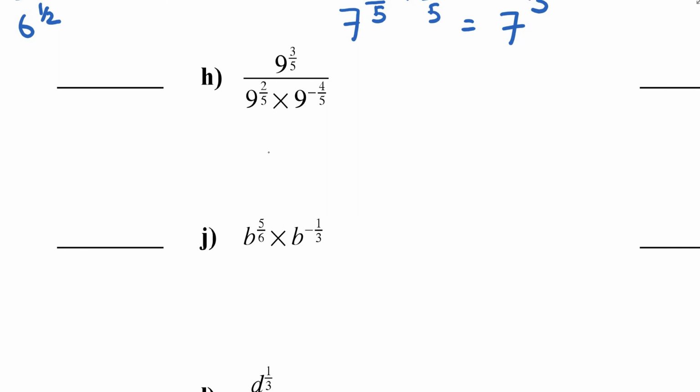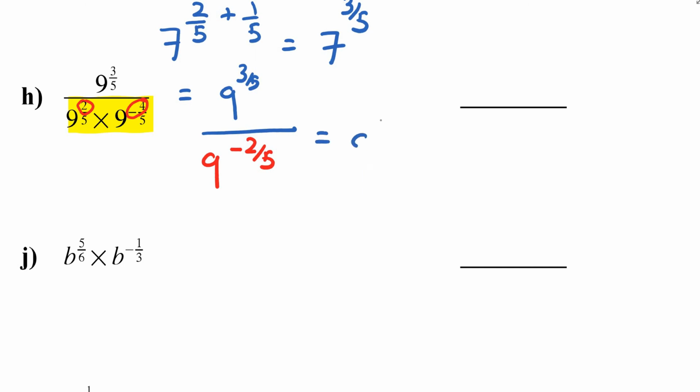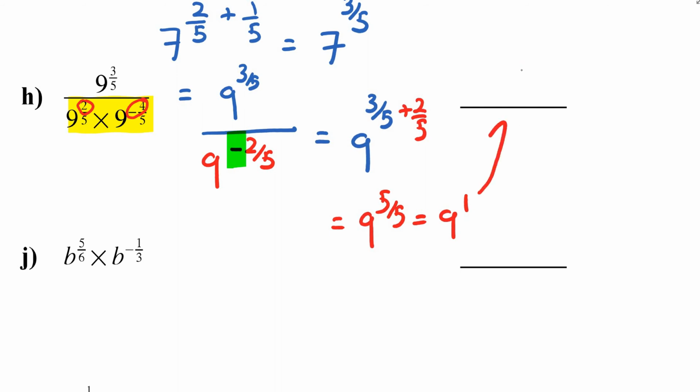And for letter H, this is going to be 9 to the power of 3 over 5. Actually, let's do the denominator first. So this is 9 to the power of 3 over 5 over 9 to the power of 2 minus 4, which is negative 2, so negative 2 over 5. And since we're dividing here, we need to subtract the powers, so 3 over 5, and because we have a minus sign here, we can change this to a plus, so plus 2 over 5. And 3 plus 2 is 5, so it's 9 to the power of 5 over 5, which is the same thing as 9 to the power of 1. And 9 to the power of 1 is just 9.